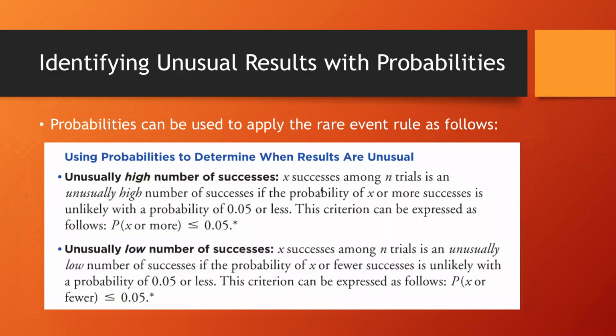Again, just a reminder, an unusually high number of successes, right? If the probability of success is really, really small just by chance, then you'd probably say there is some influence happening in there. And vice versa when you think of unusually low.